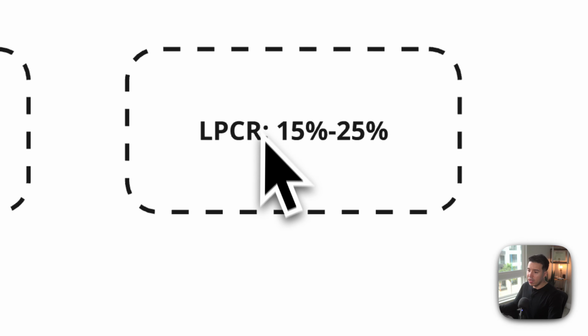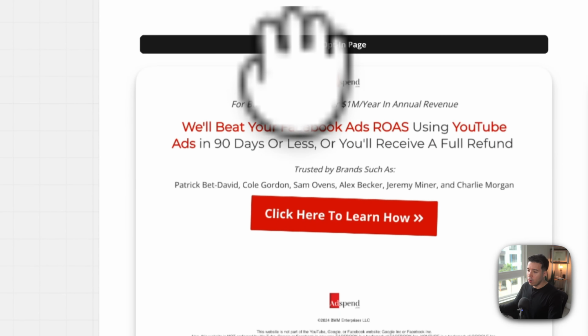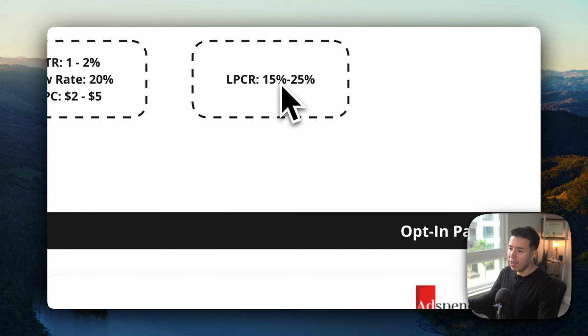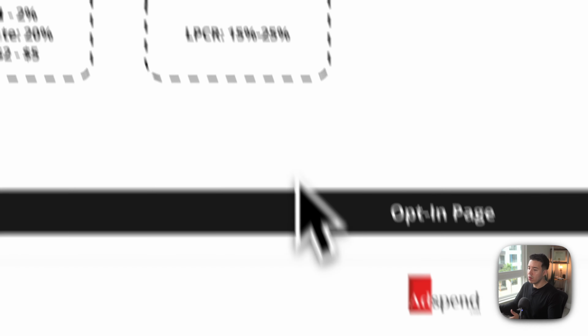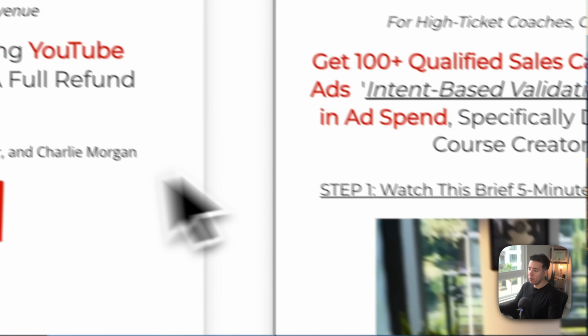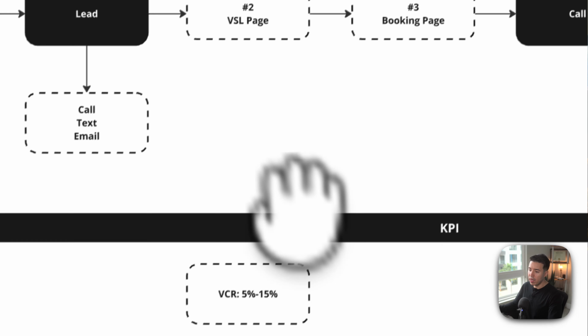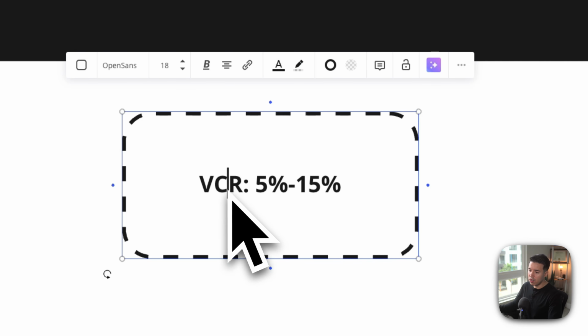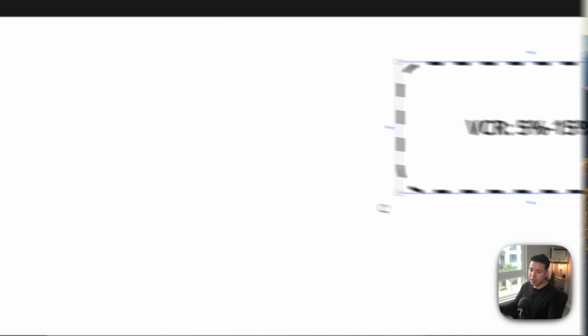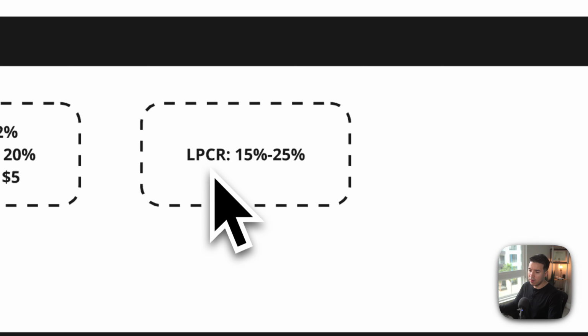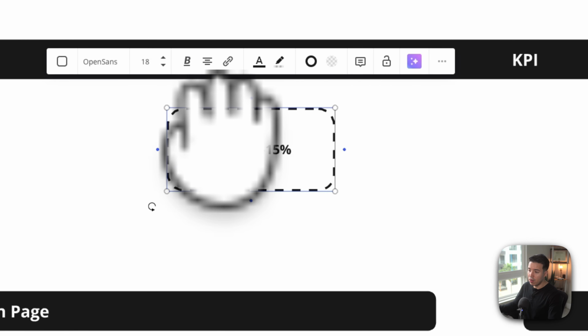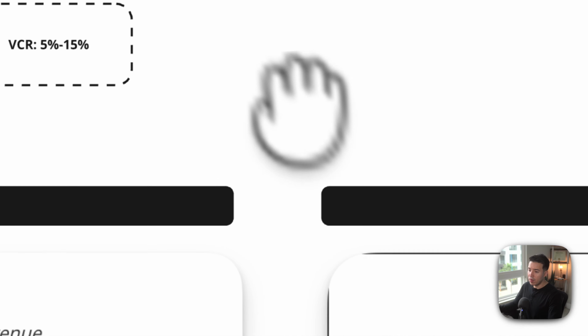for the landing page conversion rate, so this is from people that land on this page and go to the next page and fill out their info, we want to look at least 15 to 25% of people actually putting their information here. For the VSL page, video conversion rate, VCR, so this is landing page conversion rate, video conversion rate, or VSL conversion rate.